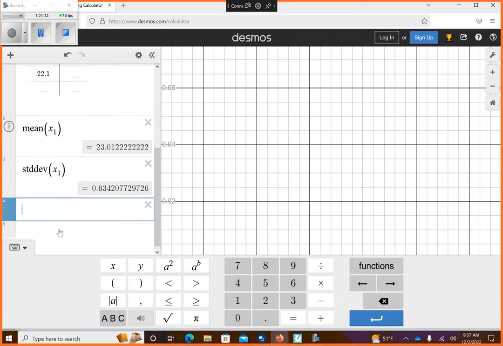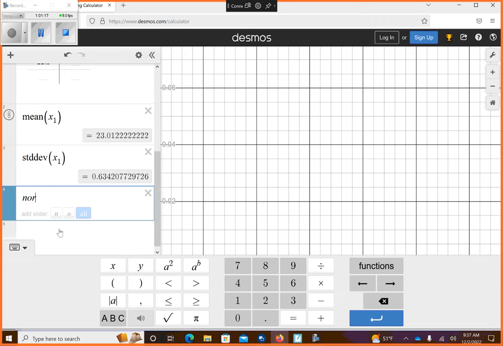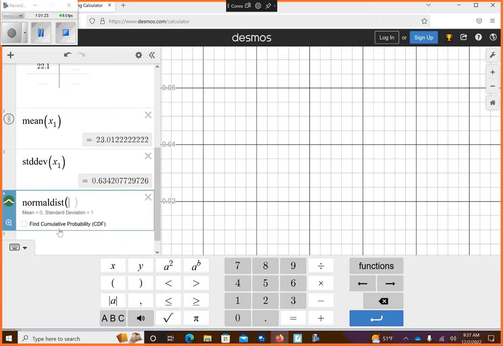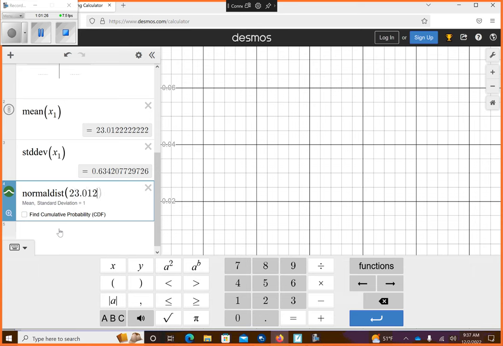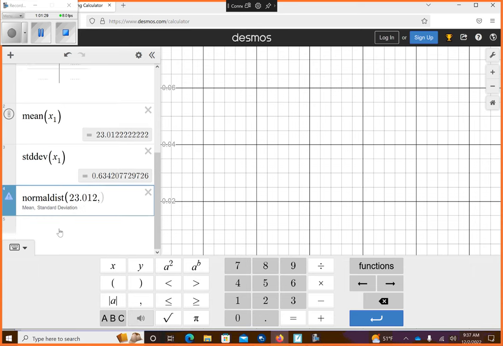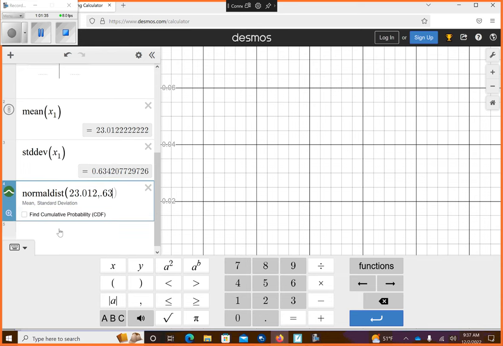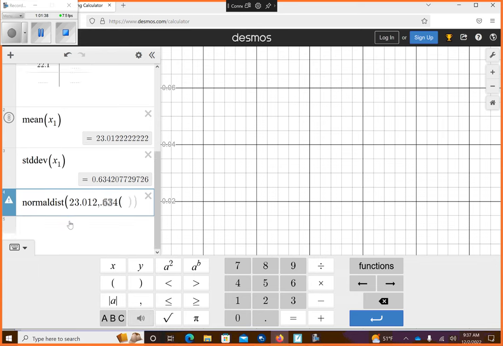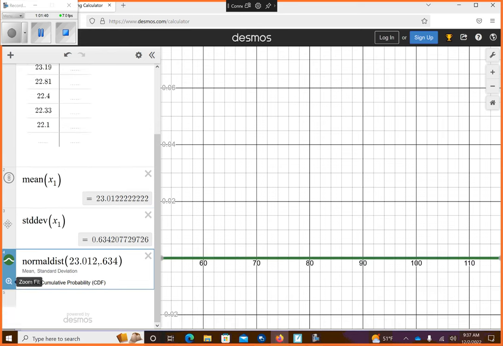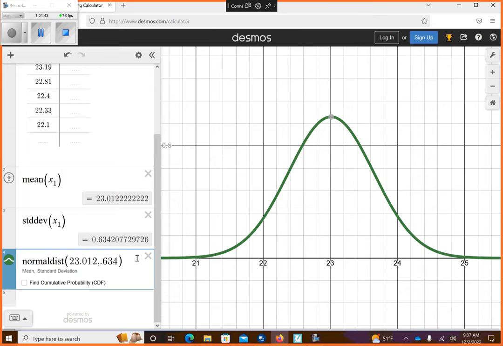So Lawson, let's take a look at what your normal distribution looks like. So normal dist. Our mean is 23.012. Let's take this out to three decimal places. And our standard deviation is 0.634. So in order for us to see your normal distribution, my friend, this is what your normal distribution looks like. I wish it was blue, because blue and water, you're swimming in green water, they don't have good chlorine.